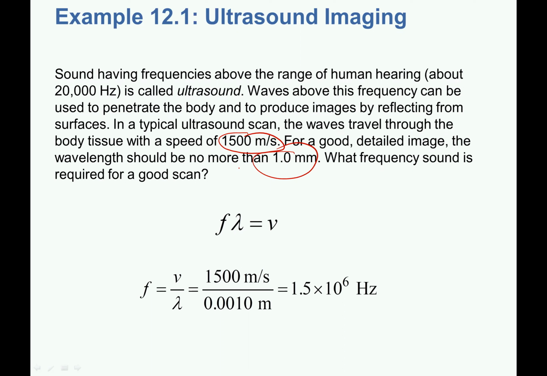And we can see that in order to get a good image, you need a frequency of 1.5 times 10 to the 6 hertz, which is 1.5 million hertz. That means in order to get a good image, we need a frequency of 1.5 million hertz. And it is ultrasound because anything above 20,000 hertz is considered ultrasound.